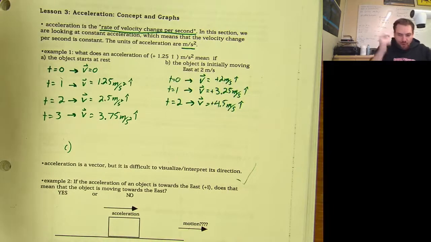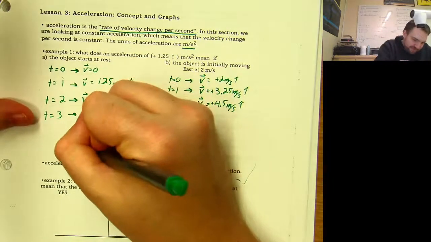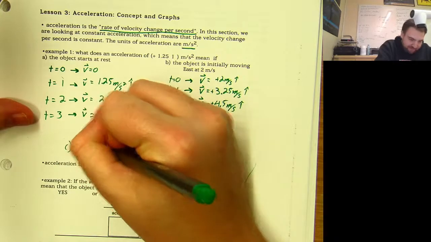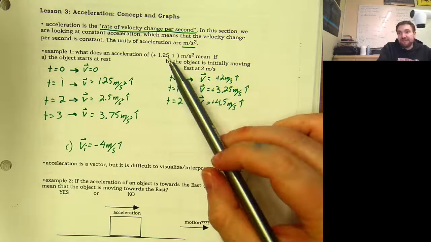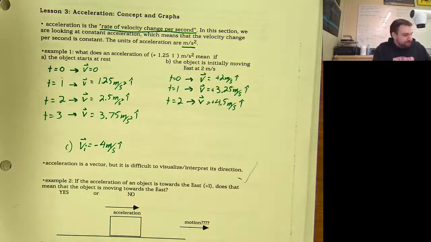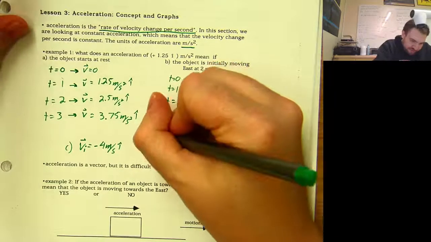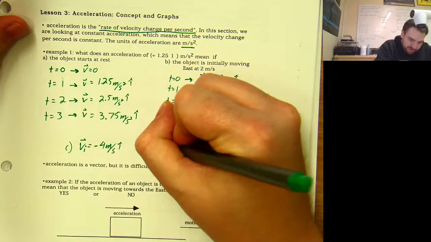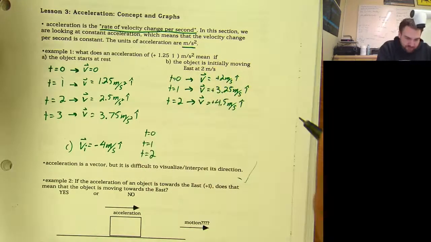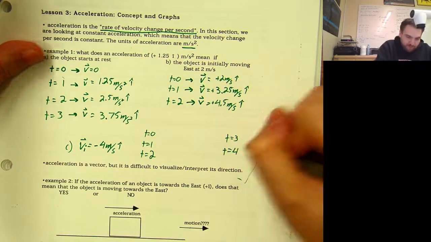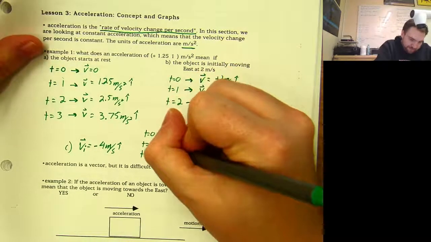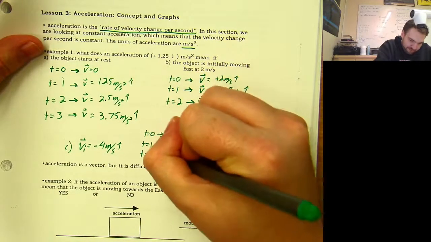Relatively straightforward. What, though, happens if I have an initial velocity of negative 4 meters per second i hat with this same acceleration? What's that going to do? So we're going to have t equals 0, t equals 1, t equals 2. And I'm going to go over here, t equals 3, and t equals 4. What happens here? I'm going to draw all this out.